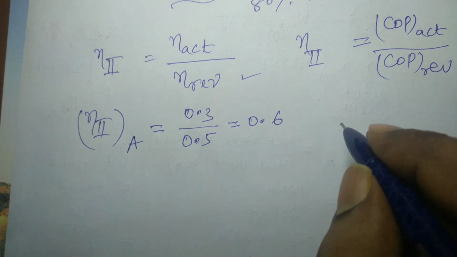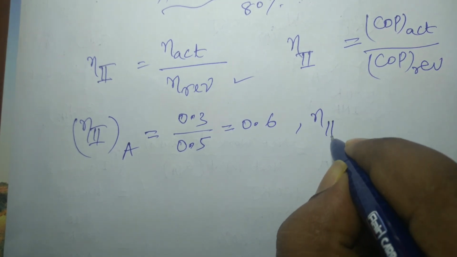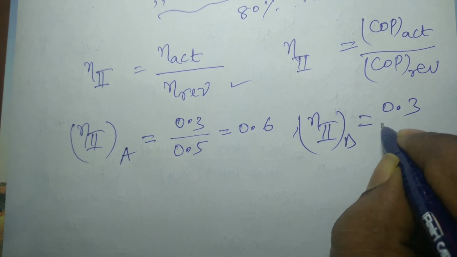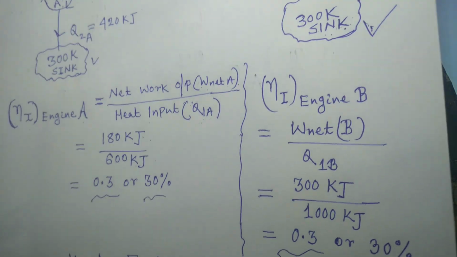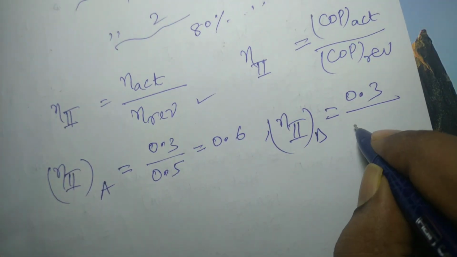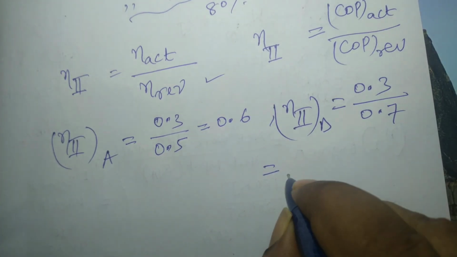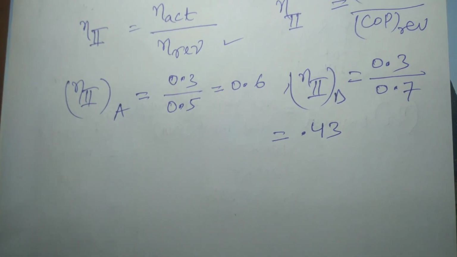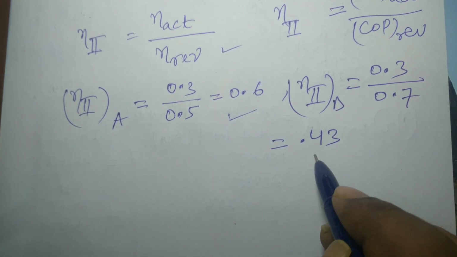If you want to calculate the second law efficiency of engine B, this would be the actual efficiency 0.3 divided by the efficiency of reversible engine B, which is 70%. So 0.3 divided by 0.7. This would be 0.43. So obviously here the second law efficiency of engine A is higher than that of engine B.